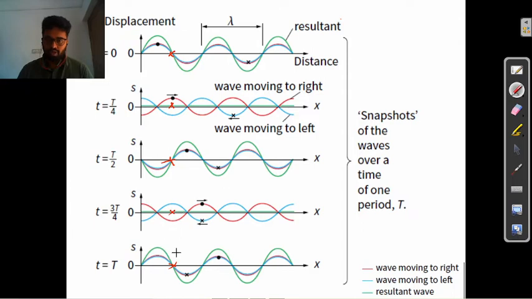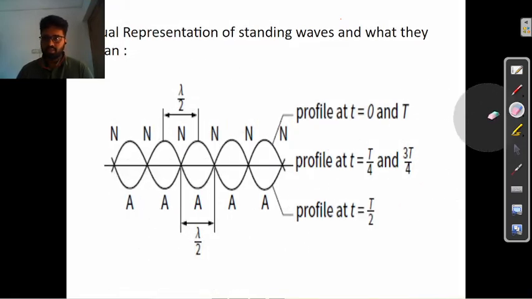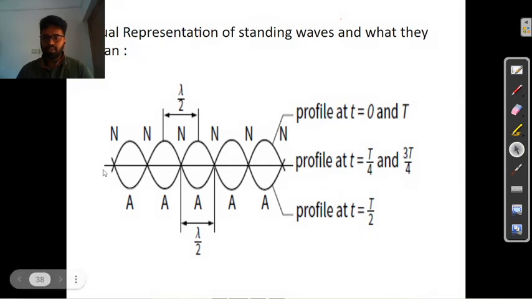These points on a wave are called nodes, and these points are called antinodes. So at a point where an antinode is formed, you can have 0 displacement and maximum displacement. But at a point where nodes are formed, you'll always have 0 displacement. And usually the stationary waves are represented like this. The stationary wave is represented like this.